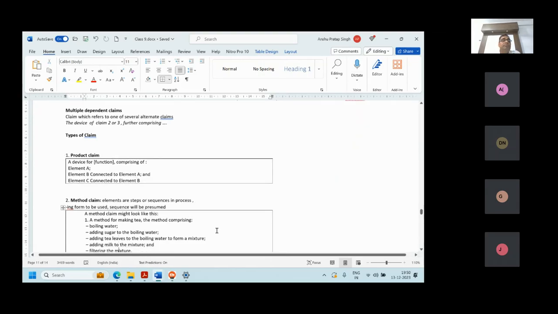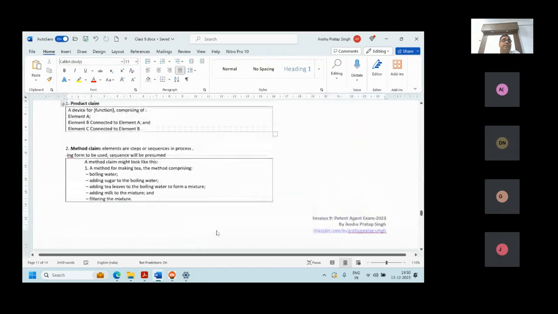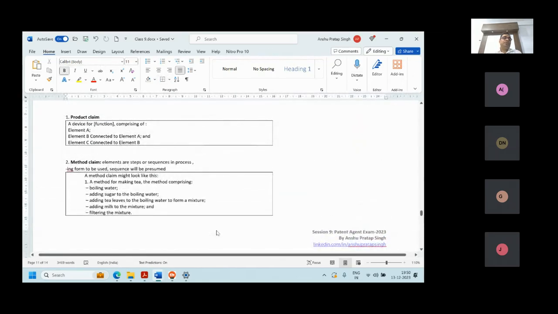When it comes to method claims, elements are steps or sequences in a process. So the most important part in a method is, after comprising, everything is used in gerund form, that is the ing form is used, and the way it has been presented, it will be presumed that this is the first action taken, another action, second, first step, second step, third step. That's how this will be presumed, the way you have written it.